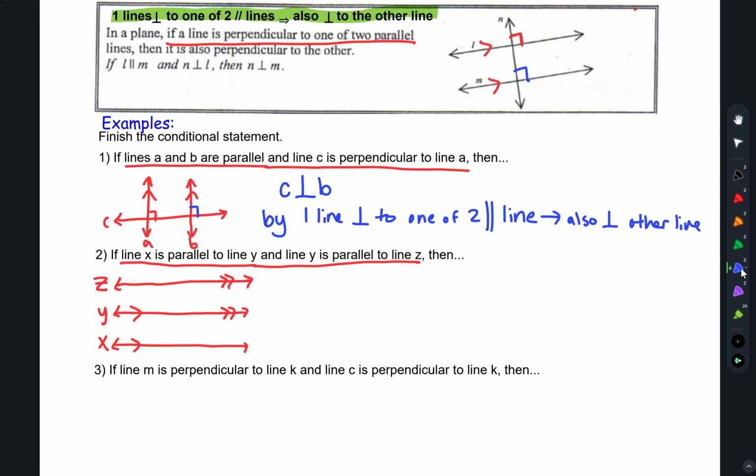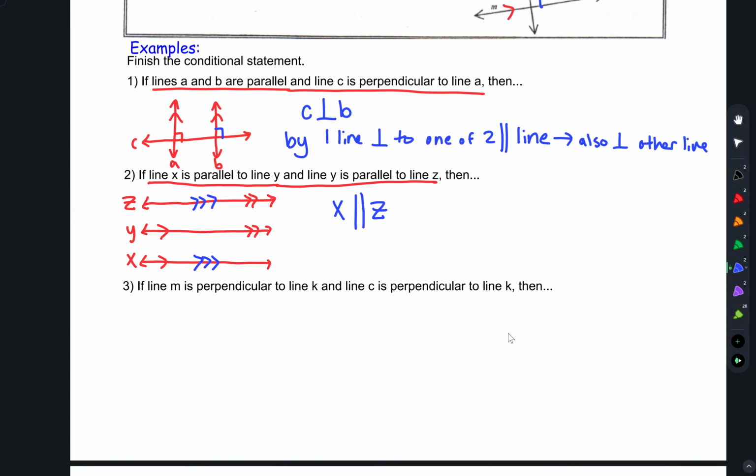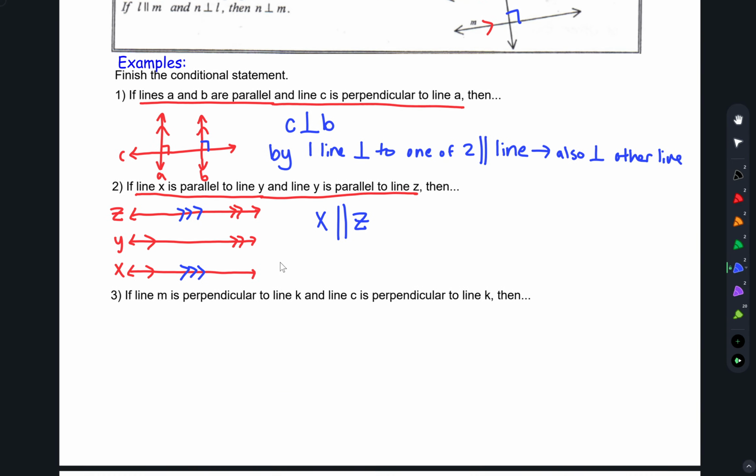Then what can we conclude? Casper? Which one is parallel to line X? Yes. This is like our transitive property of parallel lines. X must be parallel to Z. If they're each parallel to the same line Y, they must be parallel to each other. That proof reason, again, a long one. Two lines parallel to the same line imply they are parallel to each other.